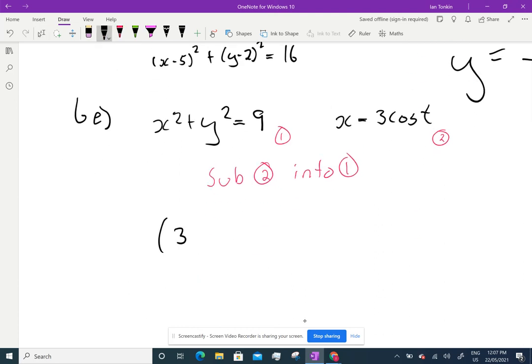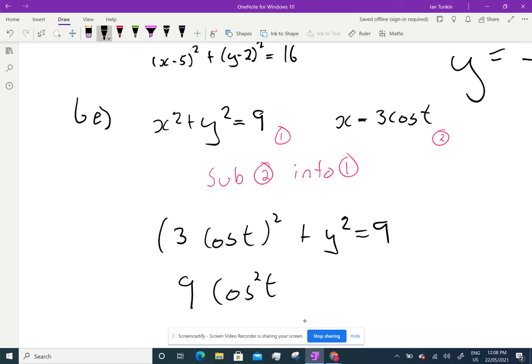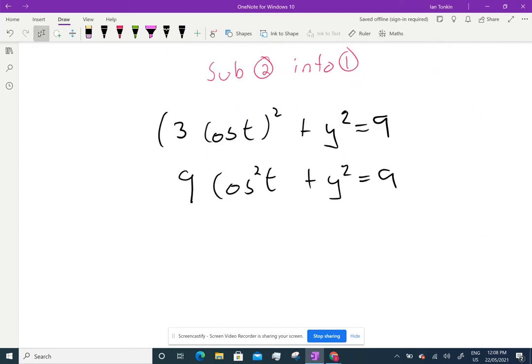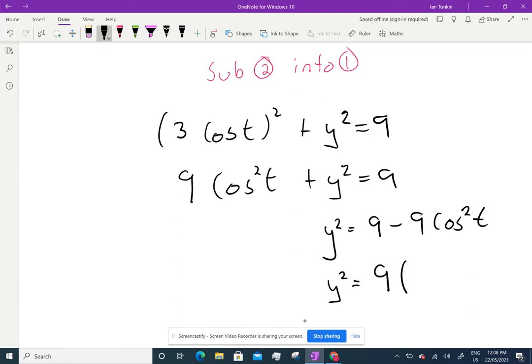I get 3 cos t squared plus y squared equals 9. Well, 3 squared is 9. Cos squared t plus y squared equals 9. Remember, I'm trying to find y by itself. So I'll take that 9 cos squared t over the other side and I'll get y squared equals 9 minus 9 cos squared t. I'm going to factorise out that 9 and I get 9 out the front and I'll get 1 minus cos squared t.